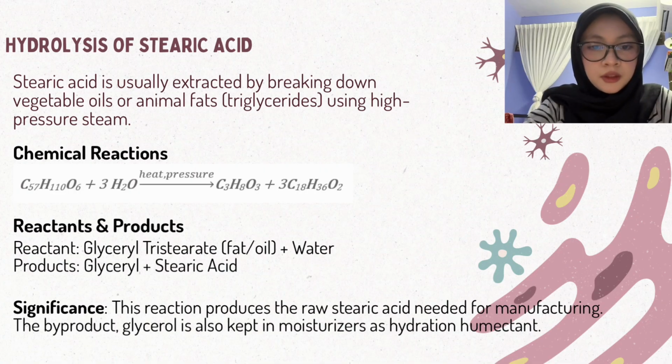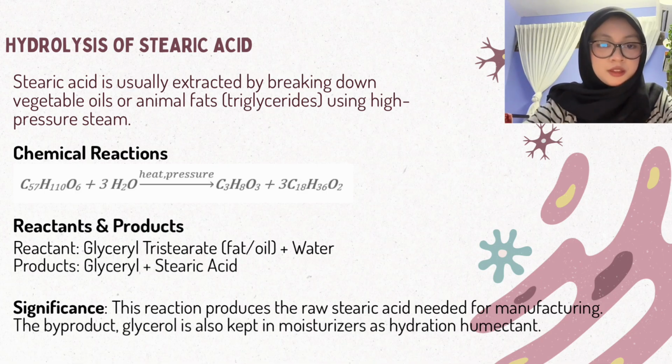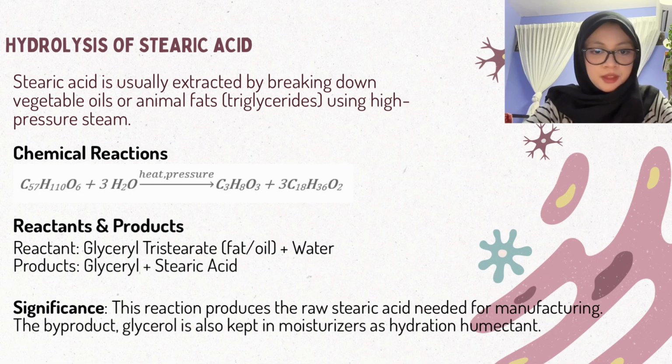And now I will talk about the reaction, reactants, products, and significance of this chemical equation. First, we're going to talk about hydrolysis of stearic acid. Stearic acid is usually extracted by breaking down vegetable oils or animal fat using high-pressure steam. So this will be the chemical reaction.